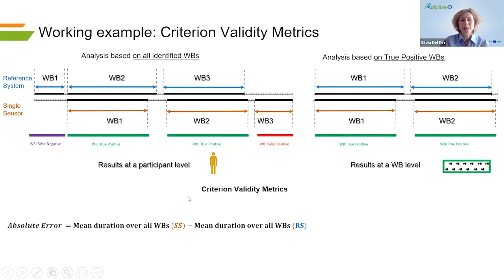So in this case, for example, just an example of criterion validity metrics, if we look at an absolute error. In the first case, for the results at the participant level, when we do include all identified walking bouts, we're going to have an absolute error that is evaluated by looking at the mean duration over all the walking bouts for the single sensor, minus the mean duration over all the walking bouts detected by the reference. For the results at the walking bout level, instead, we're going to have an absolute error that it's possible to evaluate for each true positive walking bout.